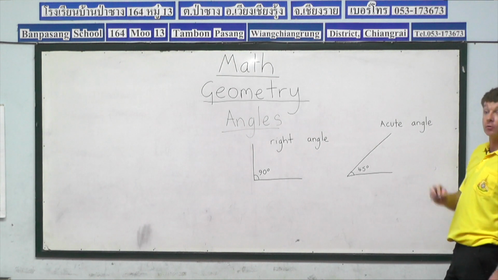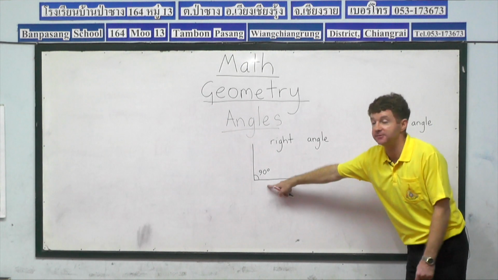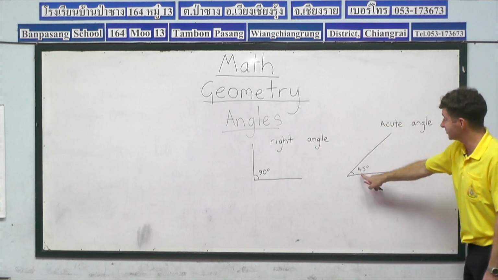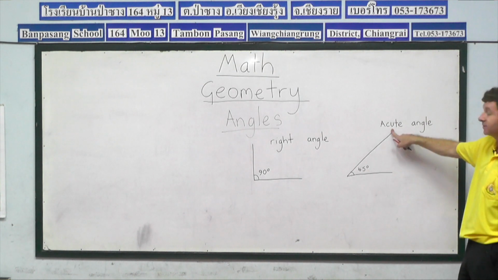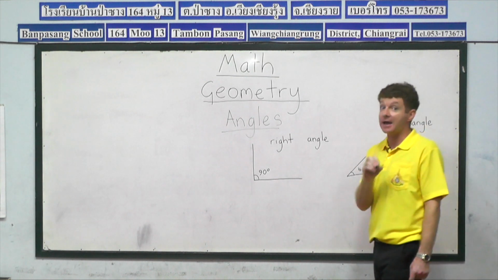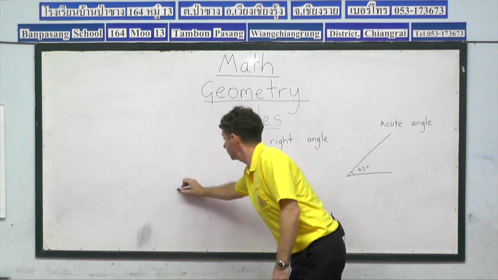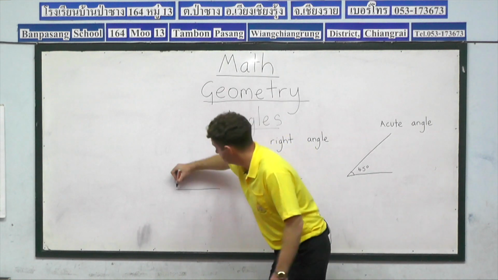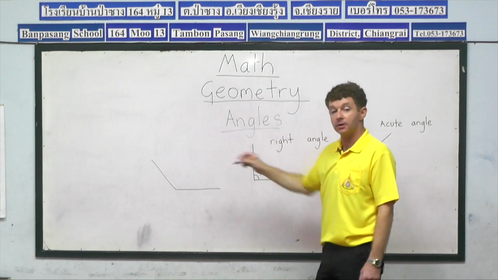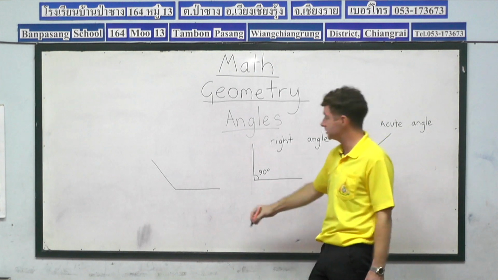So one more angle we need to draw. Well, first of all, 90 degrees is a right angle. Less than 90 degrees is an acute angle. So what about an angle that's larger than 90 degrees? We'll take our first line here, and then we need to draw another line out here, because now you can see the angle is bigger than 90 degrees.